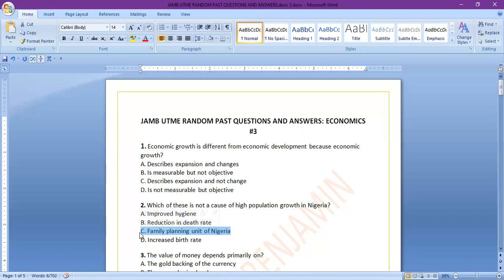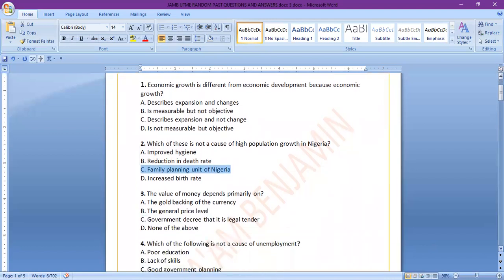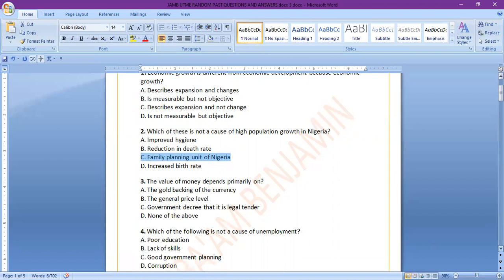But family planning unit in Nigeria is not a cause of high population growth, because it's not really the family planning. It depends on what type of family planning is being practiced. If families adopt family planning, then it will lead to what? Reduction in high population.